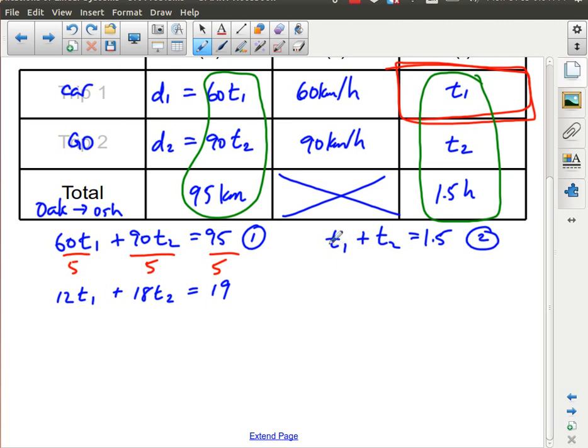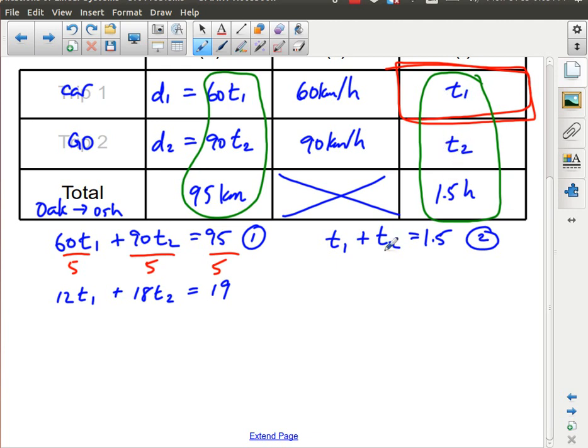Now I've got T1 plus T2 equals 1.5. We could, once again, use elimination, which would work very well here, especially when we think about what we want to eliminate. What is it that we'd like to eliminate? Sorry, we want to solve for T1. We'd like to eliminate T2. We could do that either way, but since I did elimination in the previous question, I'm just going to choose to do substitution here.